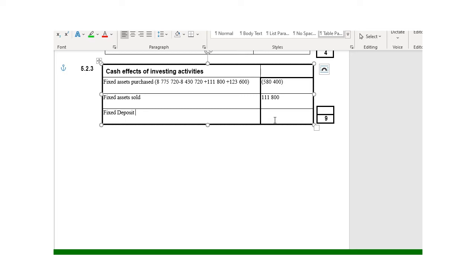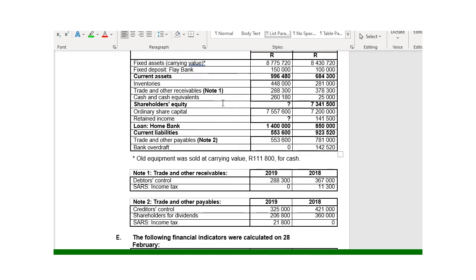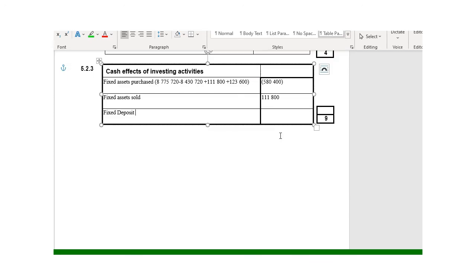The fixed deposit, I must simply go and see what happened to the fixed deposit. So I'll go to my balance sheet information. Last year it was 100,000. This year it's 150,000. So it got more, by 50,000. Fixed deposit is money that I give to the bank to invest for me. So how will it get more? I had to give them more money to invest, which means I had to pay out more money. So it will be money going out. So it's 50,000 going out.